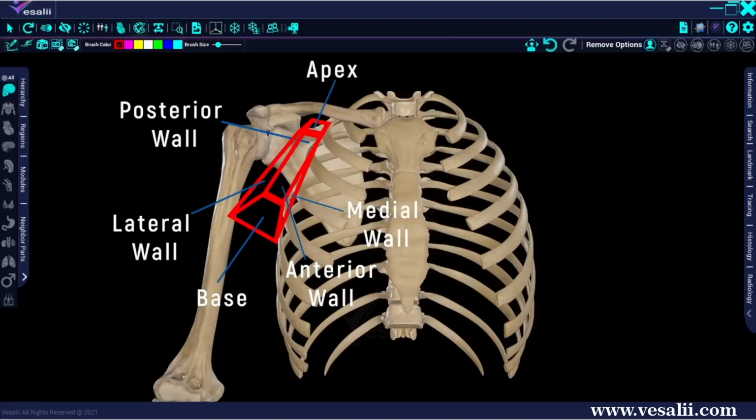This tutorial explains the region of the axilla. Once you complete this video, you will be able to identify the boundaries and walls of the axilla, the major contents of this region, and the axillary spaces.